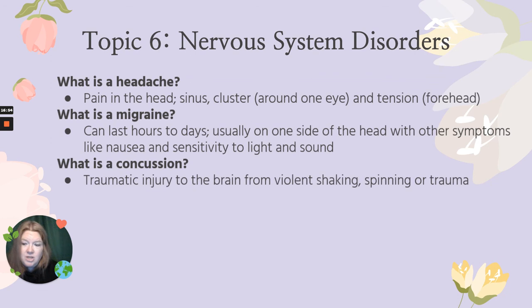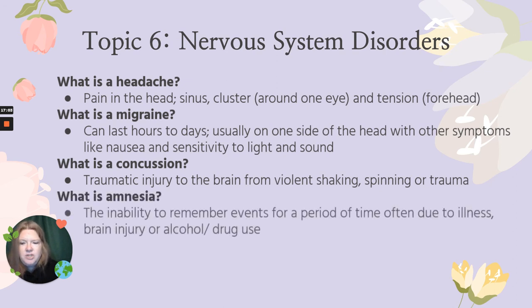What is a concussion? That's a traumatic injury to the brain from violent shaking, spinning, or trauma. So it can be from a sports injury. And what is amnesia? Amnesia is the inability to remember events for a period of time. So it could be due to illness, brain injury, or even alcohol and drug use. So not remembering what happened while you were under the influence.